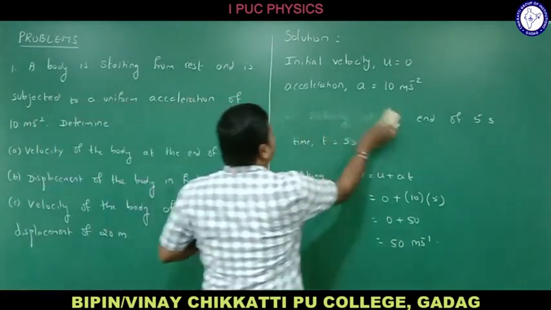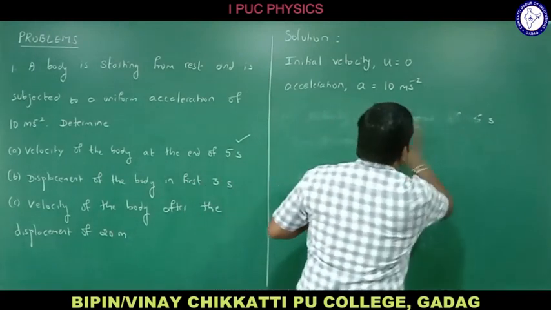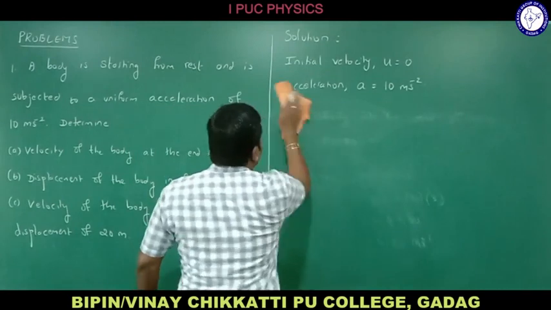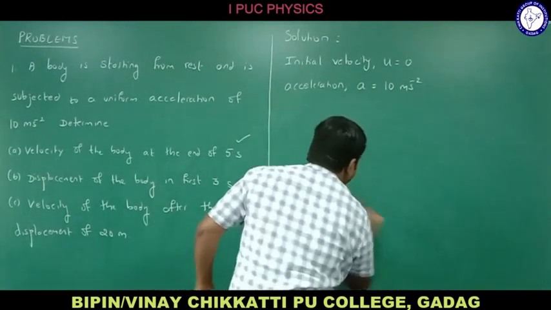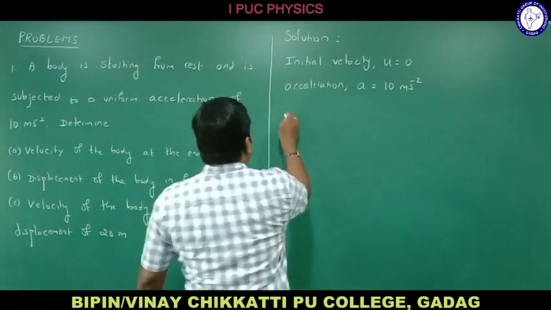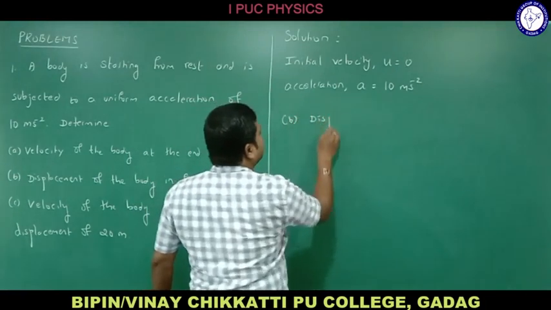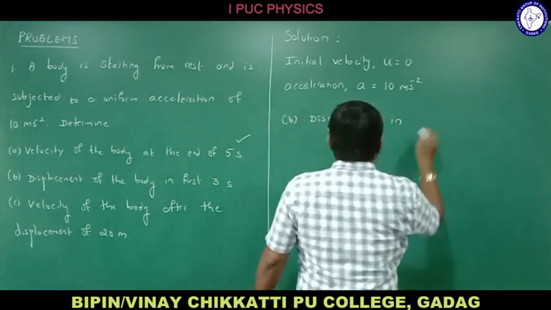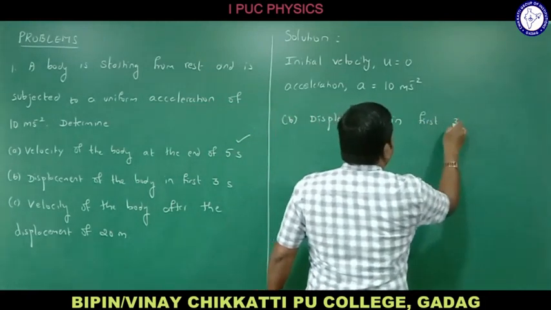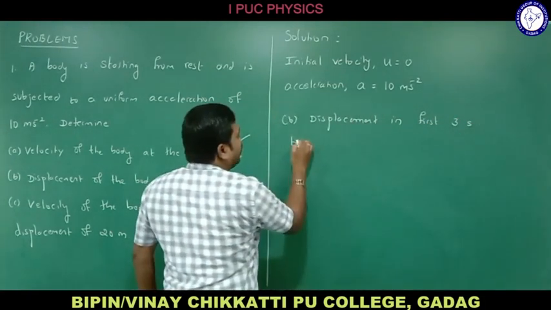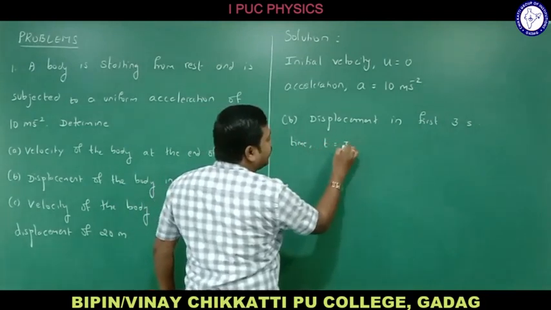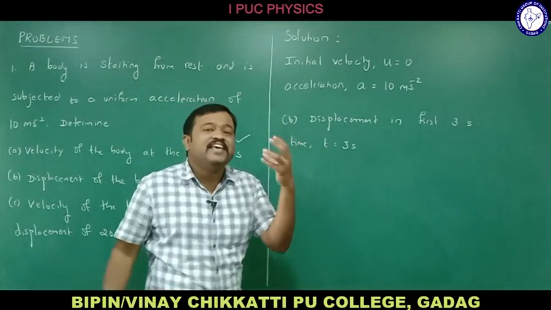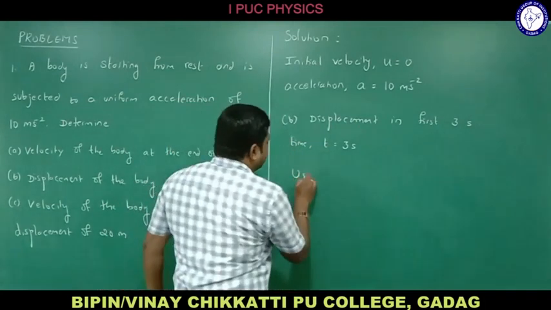Okay, let me go with the second one. That is displacement in the first 3 seconds. Again, what is given? Time is given, that is T seconds. What is required? Displacement, S, is required. So which formula shall I use?